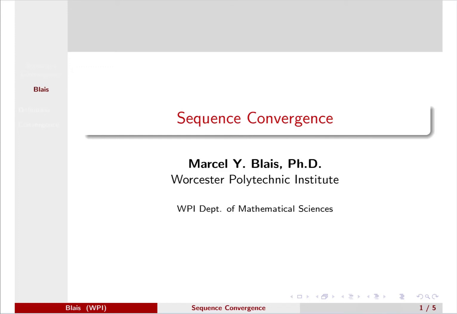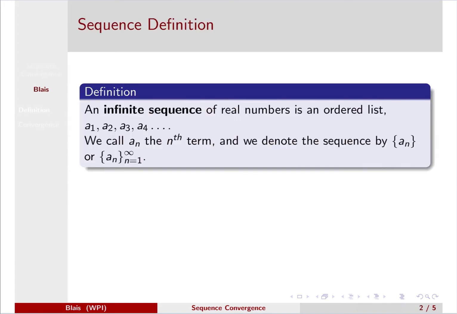In this lecture, we will be studying the concept of sequence convergence. So recall the definition of a sequence. It's an ordered list of real numbers. We often denote it by a sub n. And so just think again as a list, a1, a2, a3, a4, so on and so forth.